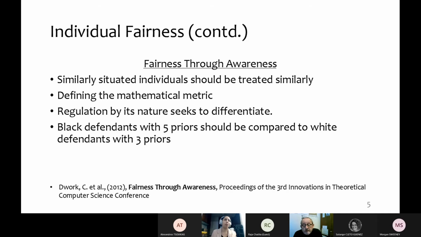Of course, you can claim that this is oversimplistic because priors is a very broad category, and a prior for homicide is not the same as having a prior for a minor crime. So the metric will go deeper and try to categorize what are the types of priors that we compare, and how we define the similarities. So this notion is promising both legally and mathematically. However, it's hard to implement because it's very hard to identify these mathematical metrics that we want. And as I said, who said that 3 priors compared to 5? Maybe it's 4 to 6, maybe it's 3 to 4.